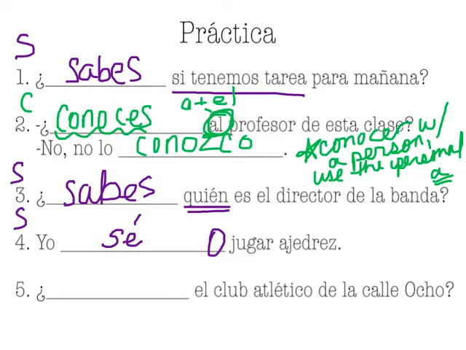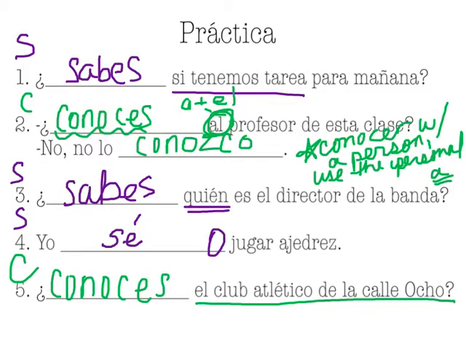And then one more. Blank el Club Atlético de la Calle 8. Do you know the athletic club on 8th Street? Or are you familiar with the athletic club on 8th Street? The athletic club on 8th Street is a specific place. And when we're talking about a place, we're going to use conocer with people or places or things that you're familiar with. So we'll say, ¿Conoces el Club Atlético de la Calle 8? Notice that we do not need the personal a here because it's not a person that we're talking about. We only use that when we're talking about a person.